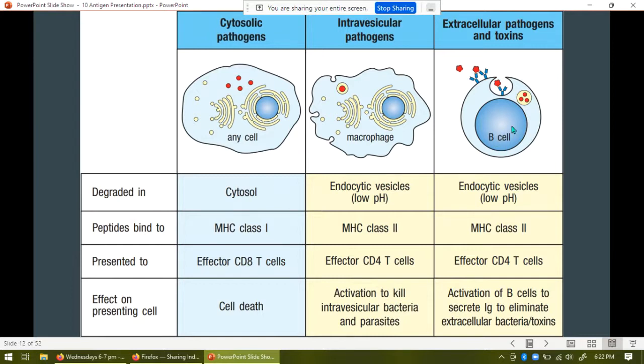Okay. B cells, on the other hand, take up antigen with their B cell receptor by receptor-mediated endocytosis. They load it into MHC2 and then put it on the cell surface for T helper cells. Now the goal of the B cell is not to kill the pathogen, it's to turn into a plasma cell that secretes antibody that can mark the pathogen for destruction. Okay.